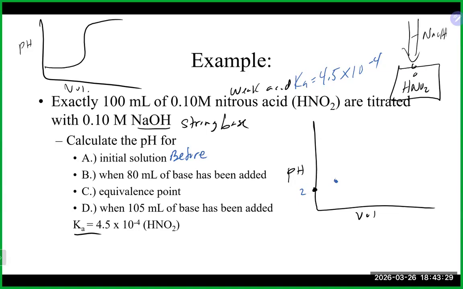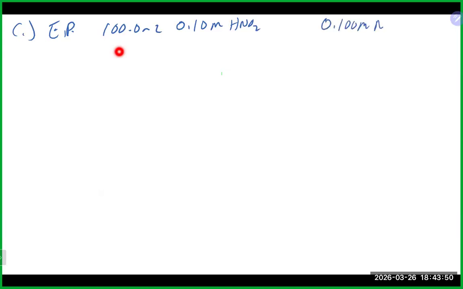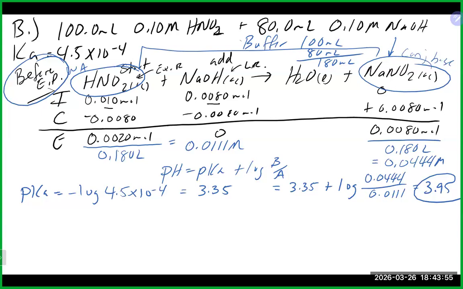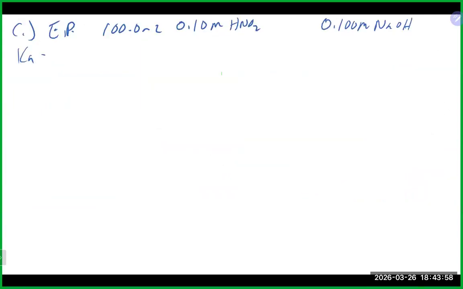Next spot is the equivalence point. And again, we obviously have a reaction taking place at the equivalence point, and we have 100 milliliters of our 0.1 molar nitrous acid with our 0.1 molar sodium hydroxide here. And we are obviously still using our same Ka value there of 4.5 times 10 to the minus 4. In this case, they do not give you the volume to reach the equivalence point, so you do need to figure it out at some point.